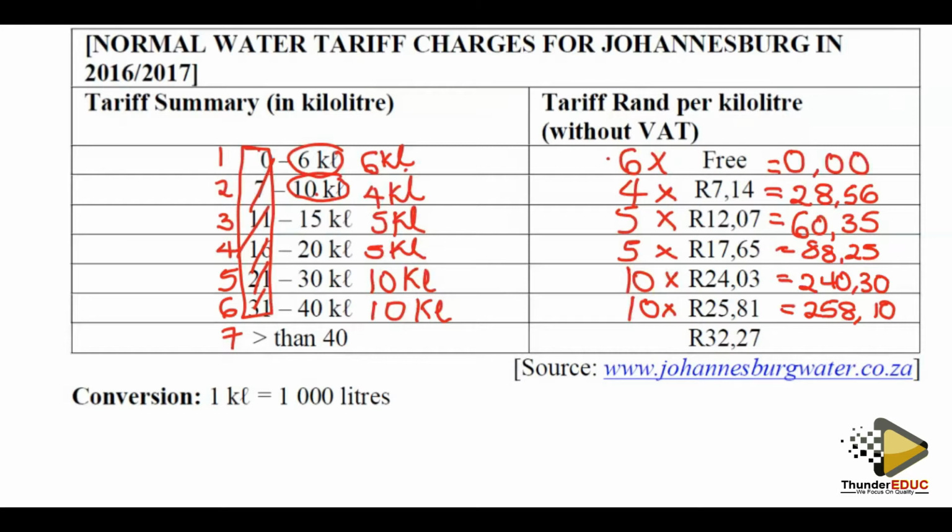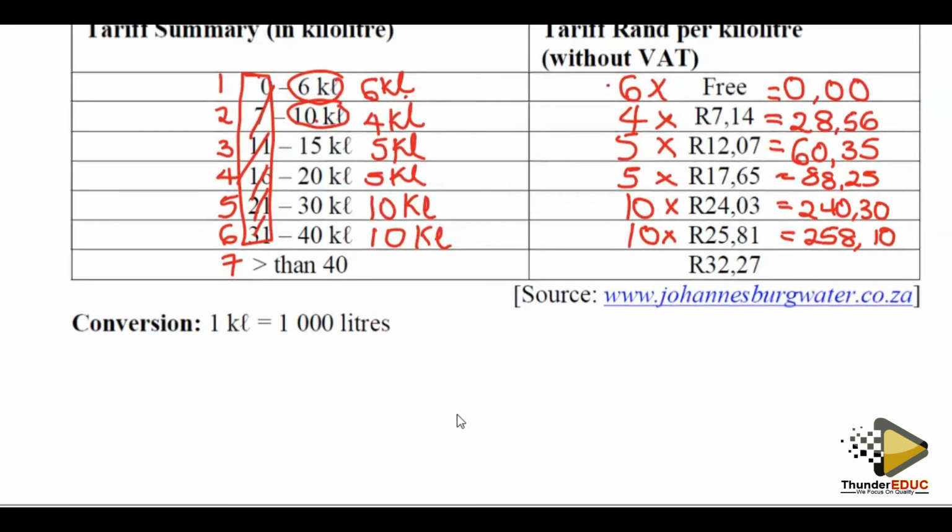I will take another example here. Let's say someone uses, let's say, 18 kiloliters. Looking at this, the person already belongs to bracket number 4. So you cannot reach bracket number 4 without using bracket number 1. You can't reach bracket number 2 without bracket number 1. You can't reach 3 without bracket number 2. So you see they carry on.